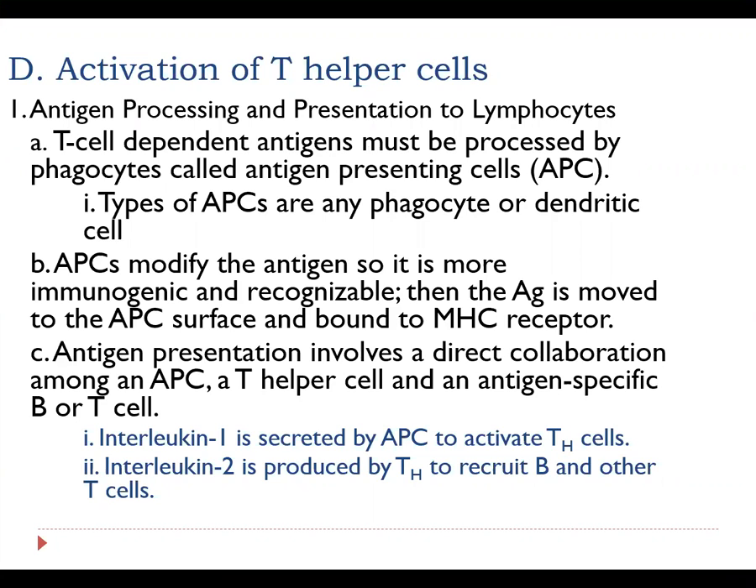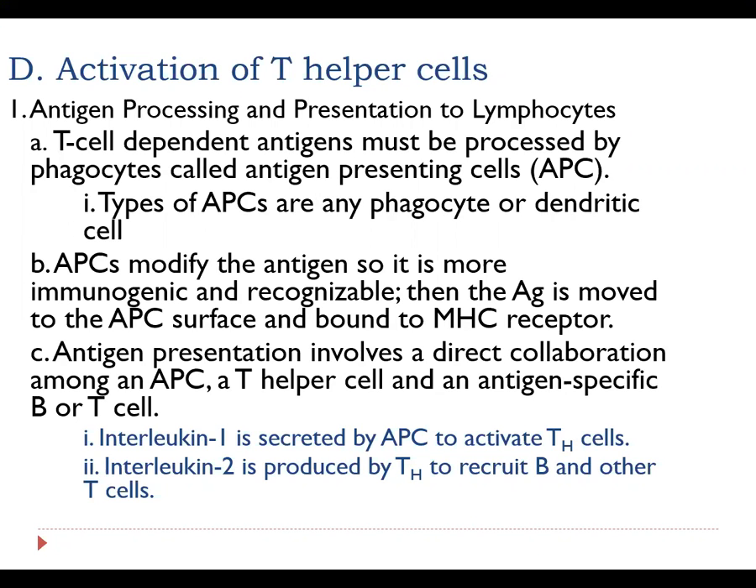helper cells. The activation of T helper cells is going to begin when an antigen is processed and presented to the T helper cell. The antigen processing and presentation must be done by an APC. Typically, APCs that are going to activate T helper include dendritic cells. Dendritic cells are going to be a type of phagocytic cell typically derived from a macrophage. What you're going to find is that the dendritic cell is going to ingest and process the antigen.